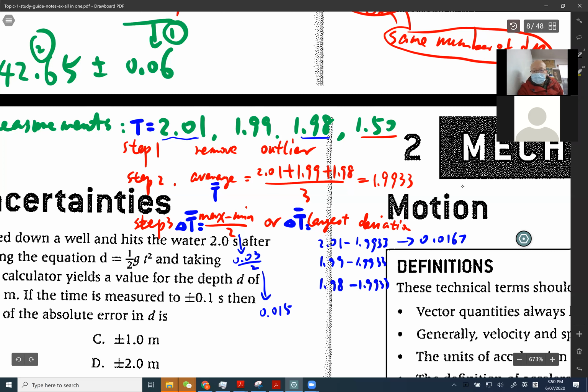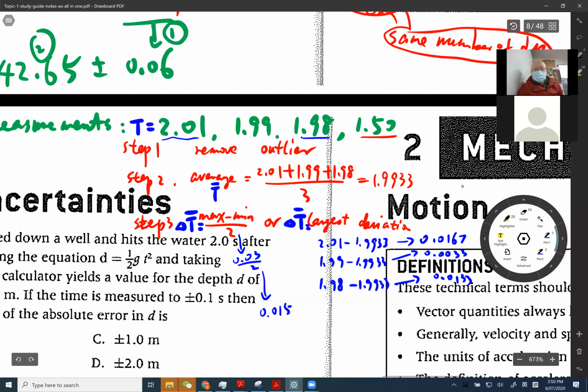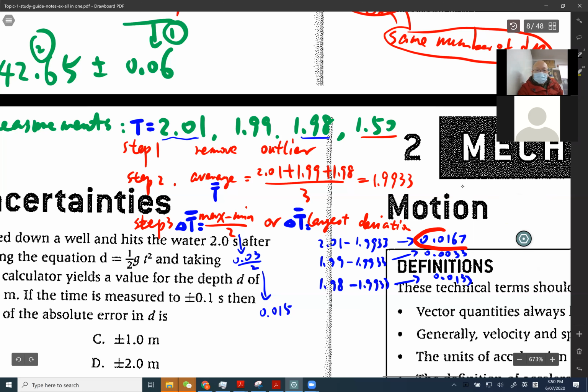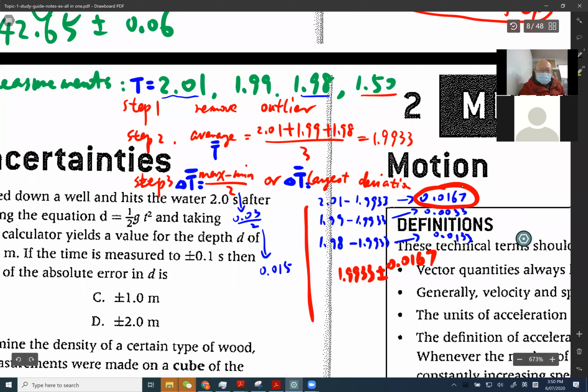Like this. Okay. The second one just 0.0033. Next one just 0.0133. Okay. The largest one we use will be this one. So for this one, that's why the answer 1.9933 plus minus 0.0167. That's for second method. The first method is 1.9933 plus minus 0.015, right?